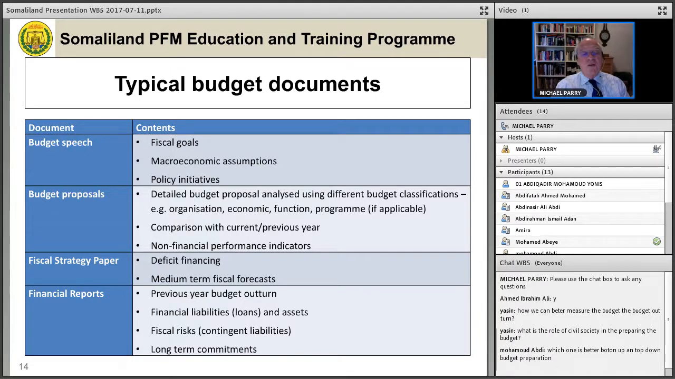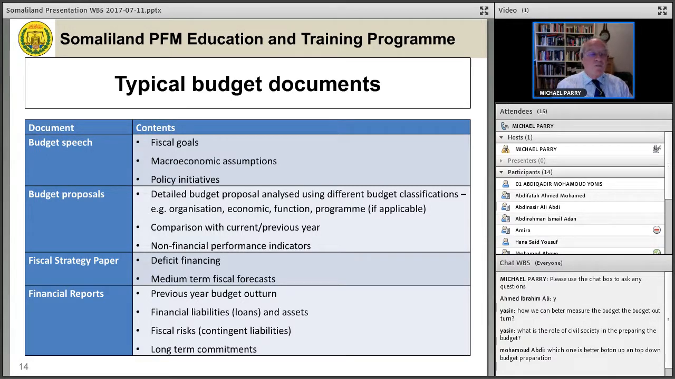There should also be a fiscal strategy paper. This should be published, explaining the deficit financing, where you're going to raise money from, how you're going to borrow it, what interest rates you expect to pay, together with medium-term fiscal forecasts, not just for the current year, but for 3-4 years into the future, showing your expenditures, expected revenues, expenditures, and level of borrowings.